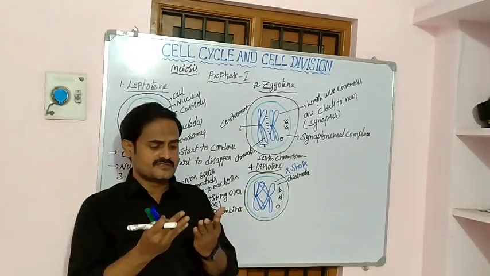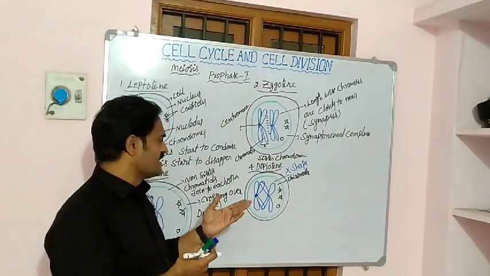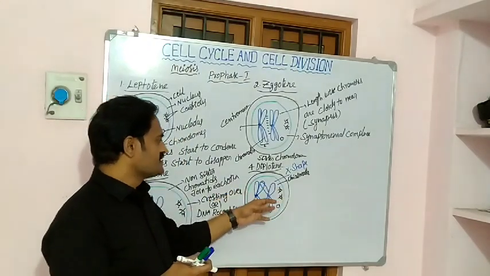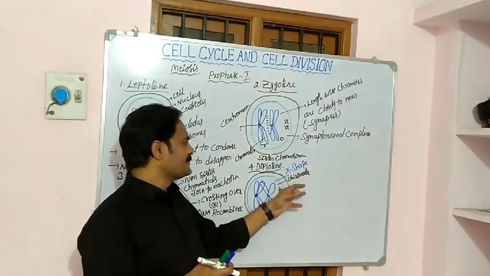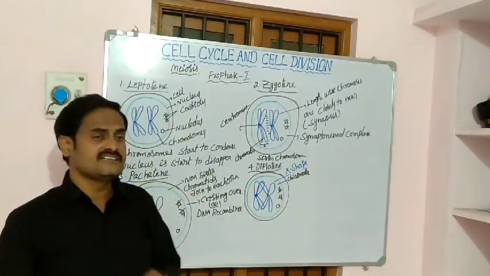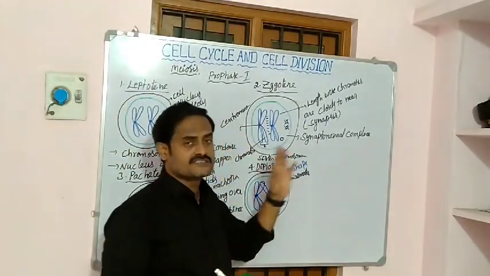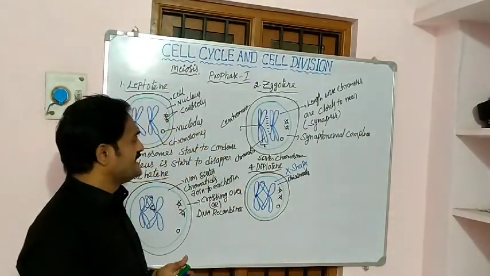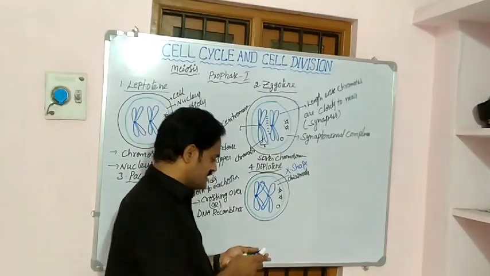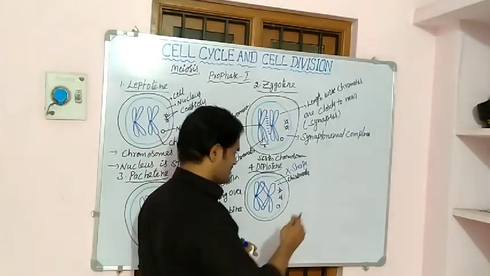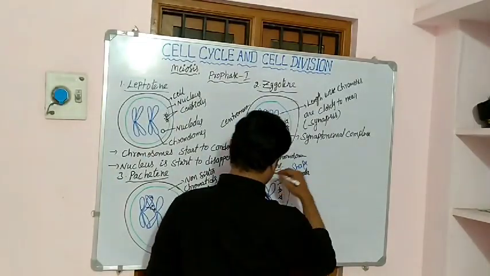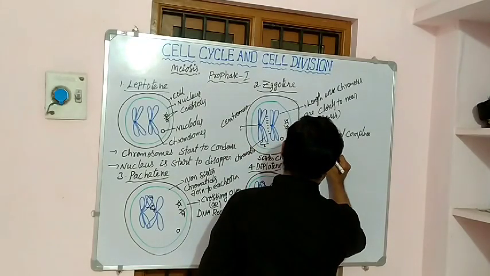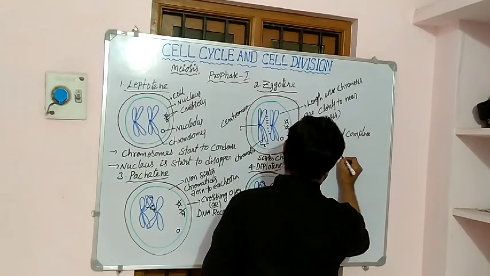So what is chiasmata? The chromosomes are attached to each other and look like an X shape in the nucleus. This X-shaped arrangement of chromosomes is called chiasmata. After completion of the diplotene, the cell enters another phase, the last phase in prophase 1. What is that? The fifth one is called diakinesis.